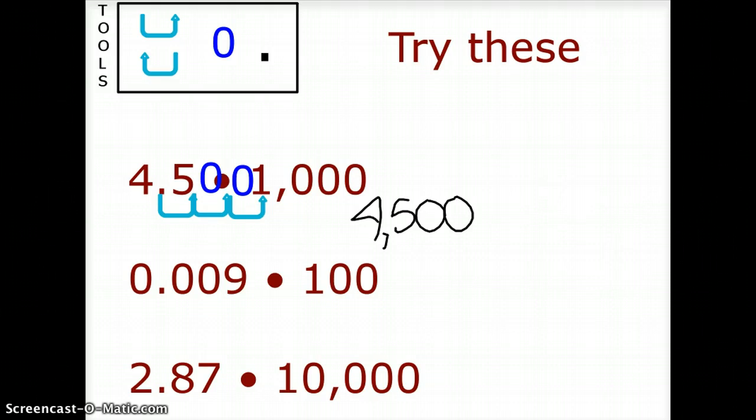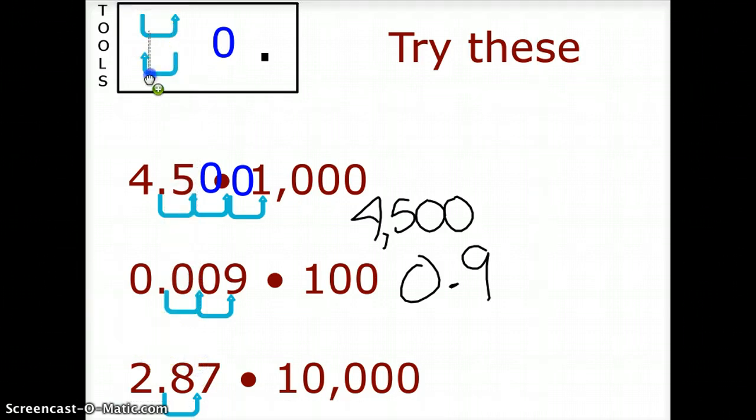For the next one, I'm going to move the decimal over twice. And that answer is 9 tenths. It gets moved over twice because 100 has 2 zeros. For the last one, I need to move the decimal over 4 times. There are 4 zeros in 10,000.